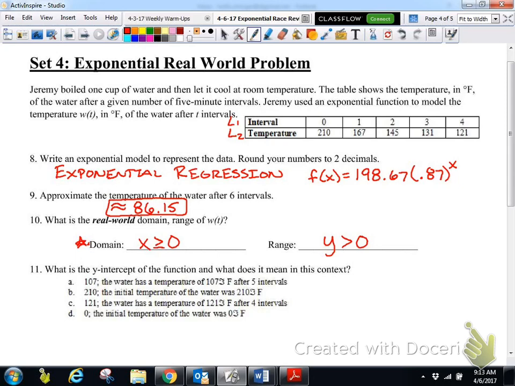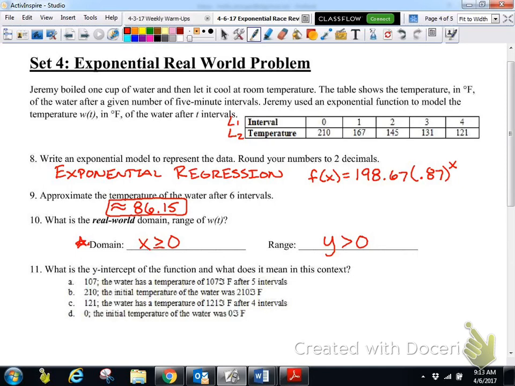Number 8 asks us to write an exponential model, so we just use exponential regression. Our x values are L1, our y values are L2, and we should get the equation f of x equals 198.67 times 0.87 raised to the x. We then use that equation to approximate the temperature of the water after 6 intervals. That 6 is going to be an L1, so an x value. So we simply plug it in for our exponent and we get 86.15.